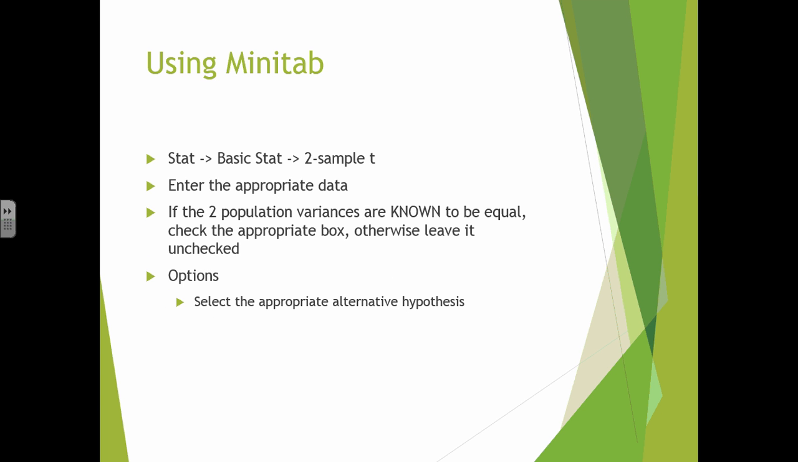To use Minitab, we go to Stat, Basic Stat, 2 sample T is down a little ways from the 1 sample T. You're going to enter in the appropriate data. If the two population variances are known to be equal, then you check the appropriate box. Otherwise, you leave it unchecked. And then in the options, you select the appropriate alternative hypothesis.